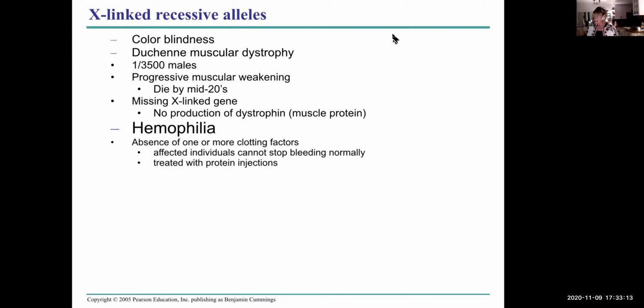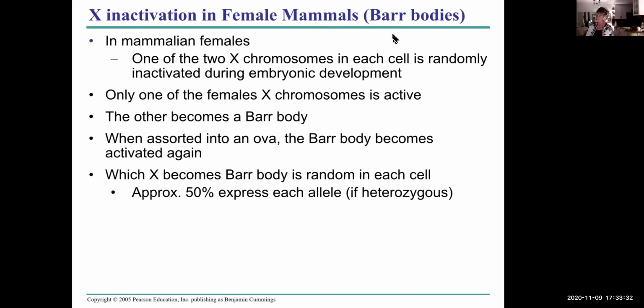And there are X-linked recessive ones. Color blindness is one. Duchenne muscular dystrophy is another. Hemophilia is another. So those are X-linked recessive alleles, and they're more often expressed by males.